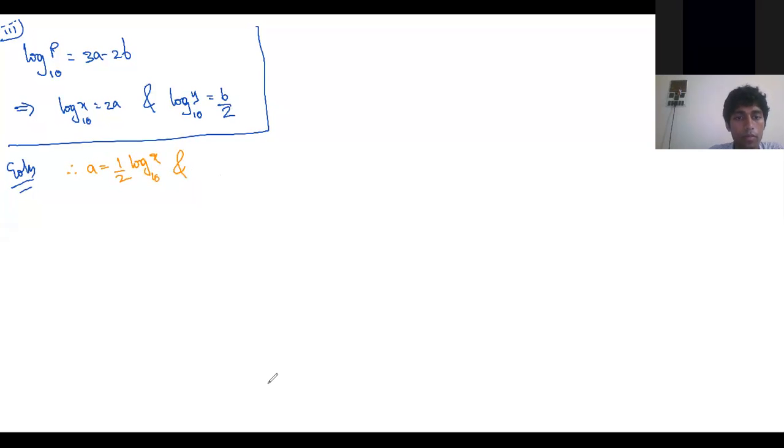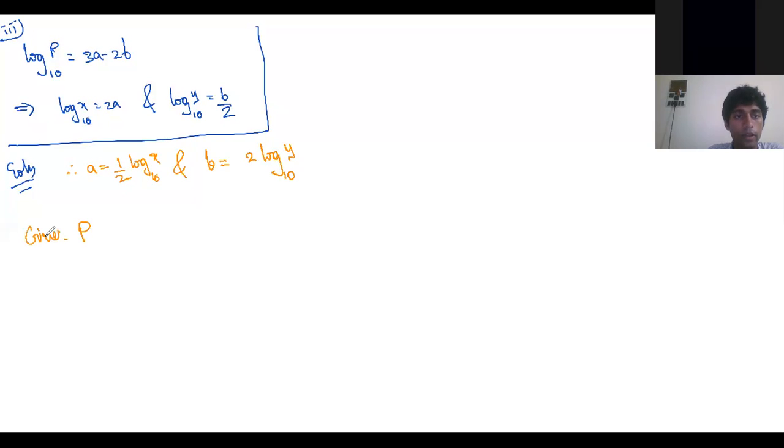From the second equation, we get that log base 10 y is equal to b by 2. Okay, next. Yes, sir. Then from here we get the values of a and b. So from the logarithmic equation given in question number 3, we get that 10 to the power 3a minus 2b is equal to p. Okay.